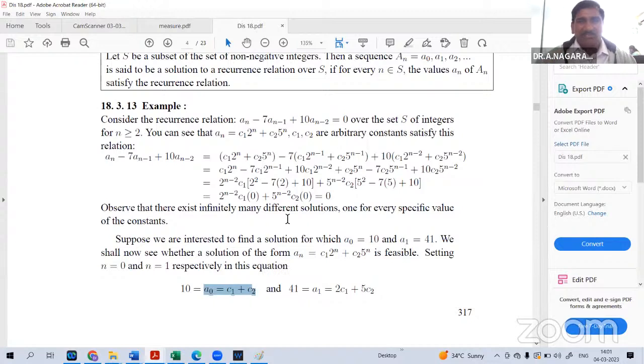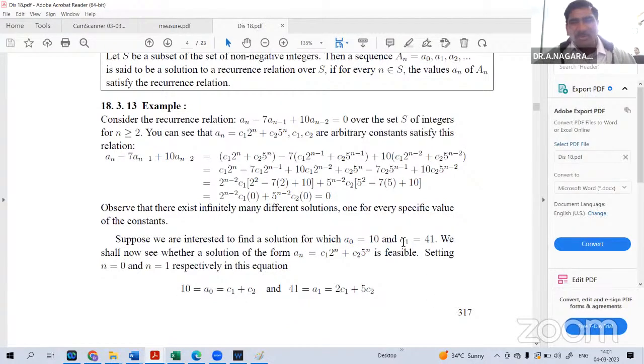First of all, you should substitute in the solution. Where is the solution? This is the solution. What you identify as the solution, in that you substitute. A naught equal to C1 2 power 0 plus C2 5 power 0. Something power 0 is 1. So C1 plus C2 equal to 10. I got this information because he gave a naught equal to 10.